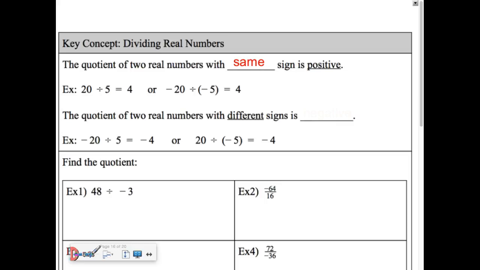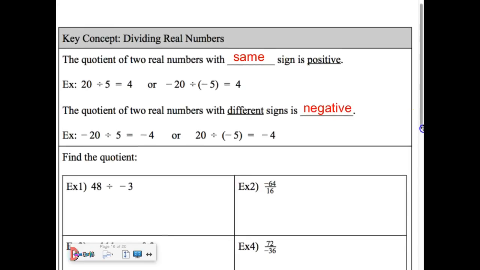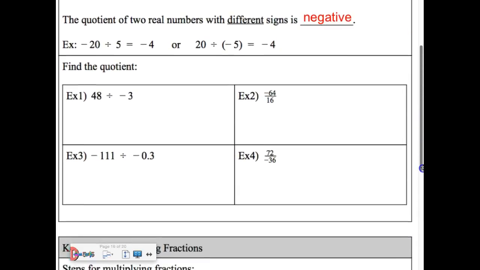Now, if we have different signs, meaning one is positive, one is negative, when we divide those, our answer will be negative. So again, we see here I have a negative divided by a positive. My answer is going to be negative. So our rules for multiplying and dividing are very similar because they are opposites of each other. All right, so here we go.